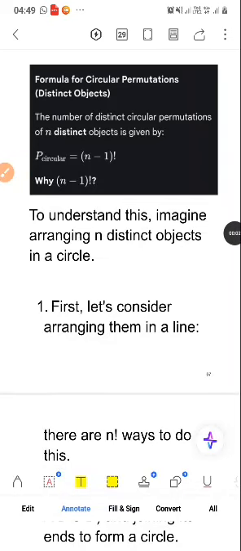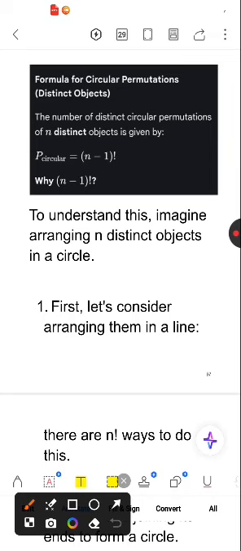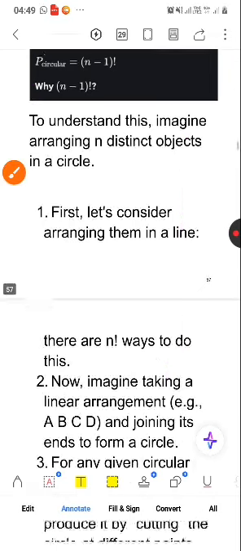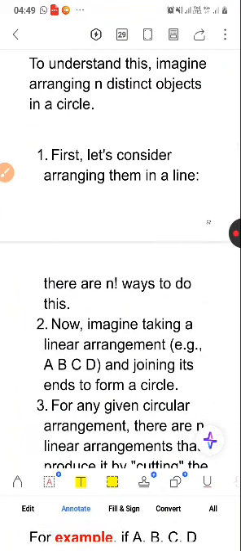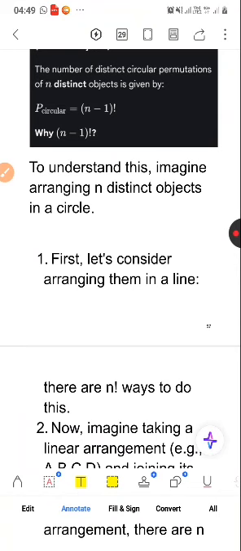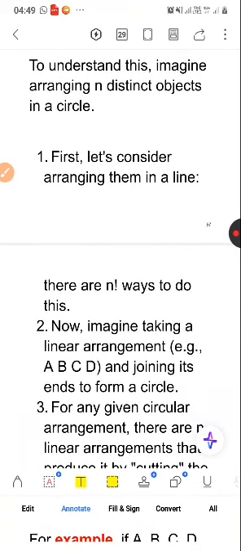In this video, we want to delve much more into how this formula is obtained. So let's proceed. To understand this, as we said in the previous video, first of all, let's consider an arrangement in a line. Let's say we want to arrange ABCD in a line. Let's use that as an example.